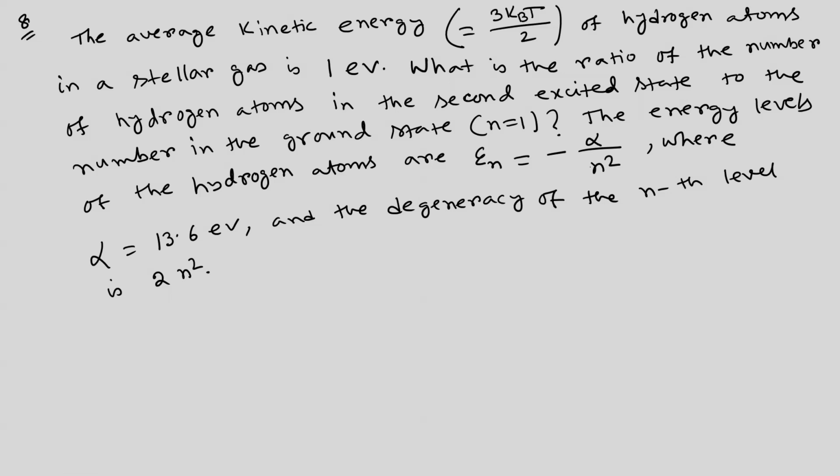So, this problem states the average kinetic energy, 3 k_B T by 2, of hydrogen atoms in a stellar gas is 1 electron volt. What is the ratio of the number of hydrogen atoms in the second excited state to the number in the ground state, meaning n equals 1 state? The energy levels of the hydrogen atoms are epsilon n equals minus alpha by n squared, where alpha is 13.6 electron volt, and the degeneracy of the nth level is 2n squared.